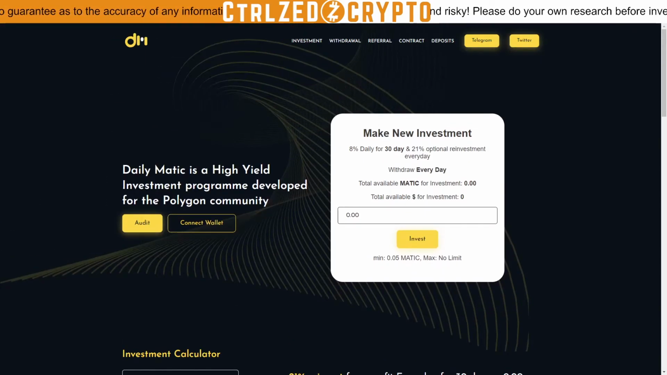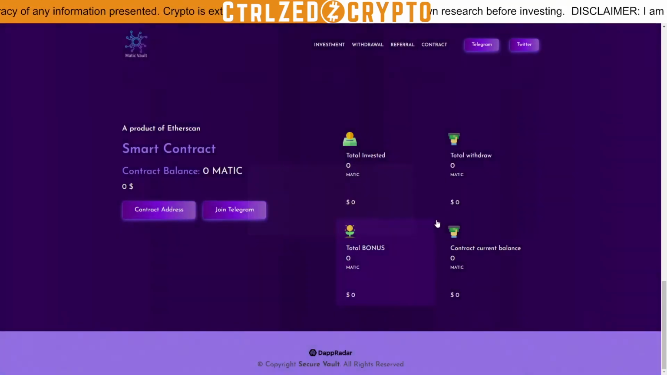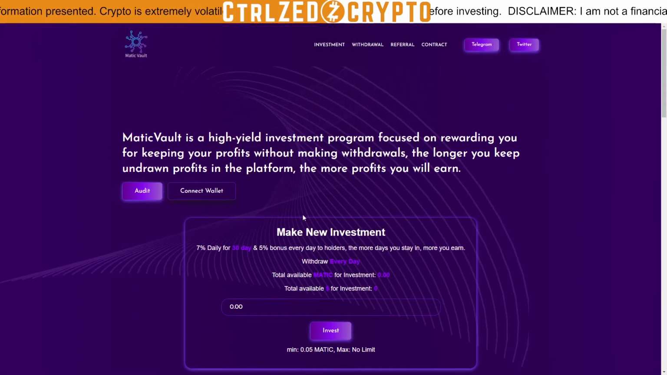It's pretty much the same thing, and it's very similar to Stable One. All of these are clones essentially, but there are a few differences. So we've got this 7% daily on Matic Vault with this 5% daily bonus. And I think last time I covered Matic Vault, there was not an audit in place, or there was limited information on the site. So now it looks like that audit is up.